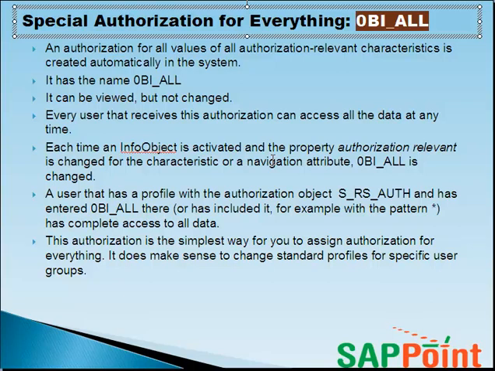So when it's a new implementation, if you want to give access to all characteristic authorization relevant characteristics, then you can assign 0BI_ALL to all users. So you can create one role with S_RS_AUTH in it and give 0BI_ALL as a value for that object and assign that role to everybody. So everybody will have access to all data. But yeah, again, in production environment, that should not be the case. You should not be doing this.